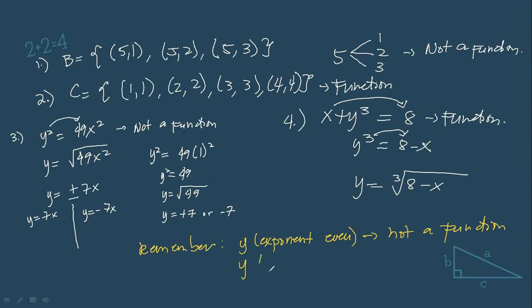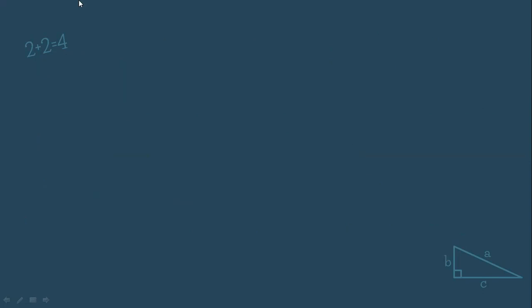Pero kapag si y natin, may exponents na odd. So ano po yung mga odd? Yung mga hindi even, yung mga hindi multiples of 2. So that is, halimbawa, 1, 3, 5, so on and so forth. Automatically, that is a function. Yun na lang lagi niyong tatandaan. Now, what about, my dear students, if we have this graph?